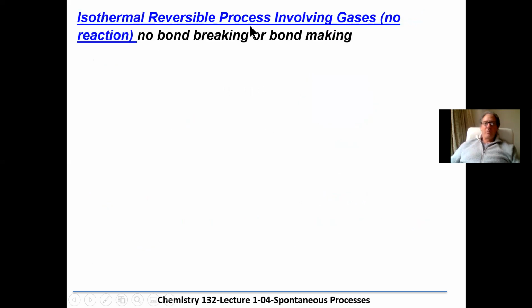We're going to talk about isothermal reversible processes involving gases with no reactions, no bond breaking or bond making. In that case, if it's isothermal, temperature change is 0. Remember, delta H depends on delta T, the change in temperature, and delta U depends on delta T. If delta T is 0 in both cases, then delta H and delta U will be 0. Remember, delta H is n Cp delta T and delta U is n Cv delta T. Again, both are equal to 0 for isothermal changes.